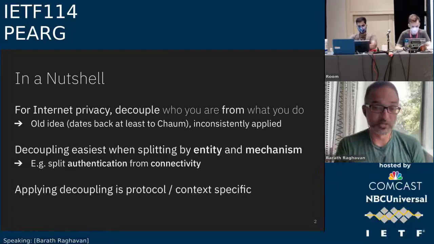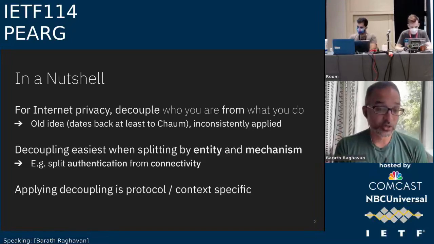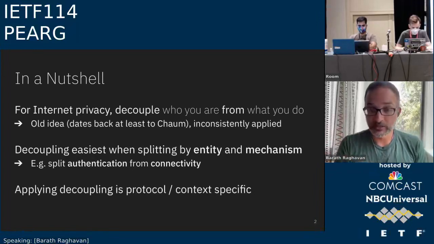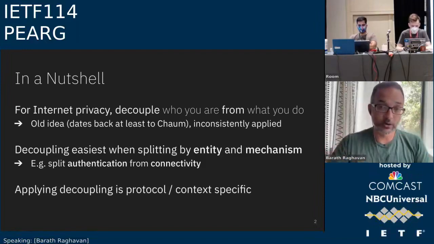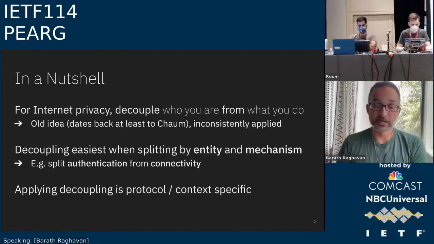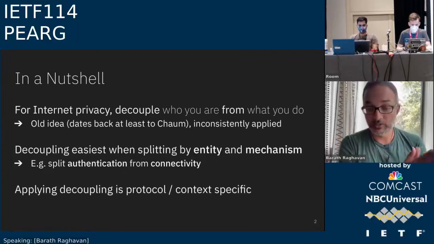And a lot of the proposals that have come out from many of you, again, have used this principle. So what we thought we would do is step back for a second and think about what's going on in a lot of these systems that enables internet privacy by decoupling who you are from what you do. It seems like decoupling is easiest when we split by entity, meaning who are the different parties in the network that are participating to achieve some internet service, and the mechanism that's being used. The mechanism might be for authentication, or for connectivity, or for whatever else you're trying to achieve. The decoupling is always going to be protocol and context specific.